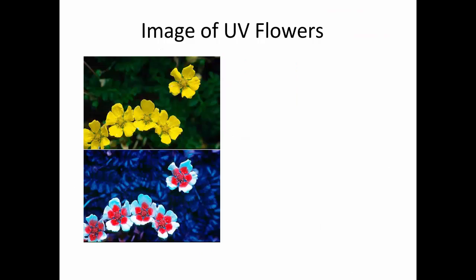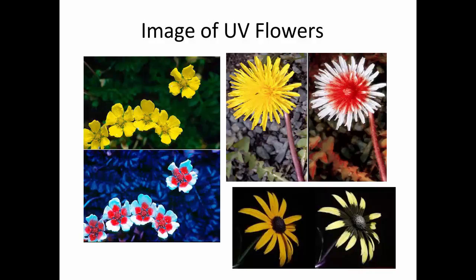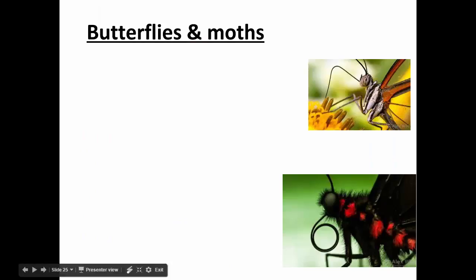All right. So here are some ultraviolet images of a flower. And again, this is what it looks like to us. But to an insect, if we image it using an ultraviolet camera, there are different patterns that we don't perceive, but insects can.